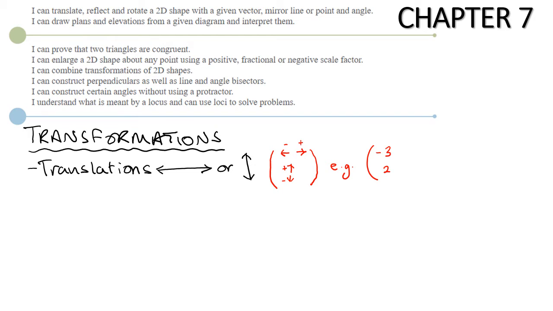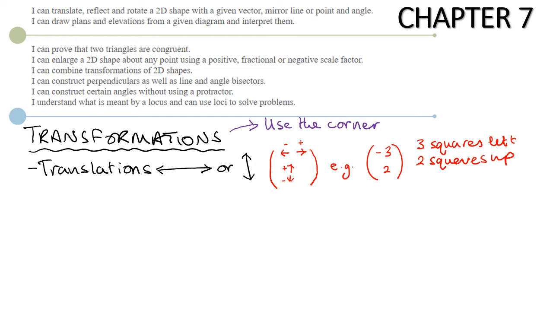So, for example, if I had minus 3, 2, this tells me to move the whole of the shape 3 squares left and then 2 squares up. So that's a translation. All it does is move a shape across. We need to be able to describe a translation, and actually with all of these transformations that we're going to be doing, to help you work out what to do, use the corners of the shape. Look at what happens to the corners of the shape. That will help you with all of these transformations.